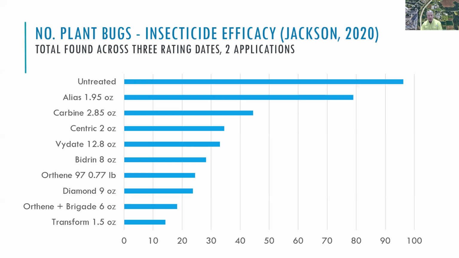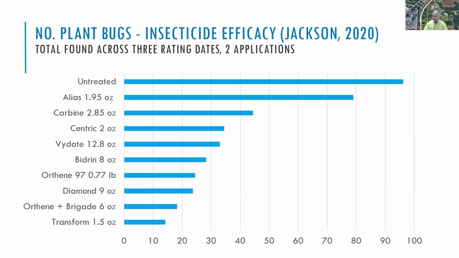So I'm going to show you the results of an insecticide efficacy trial. This is what we call a regional efficacy trial. A version of this test has been done for many years in a row, typically with more or less the same ingredients that you see represented here on the screen. So really what I'm showing you here is just the total number of plant bugs that were found across 3 rating dates in this insecticide trial.